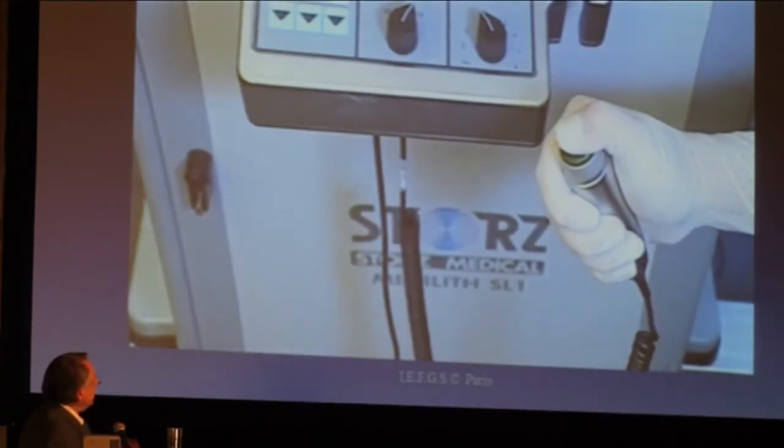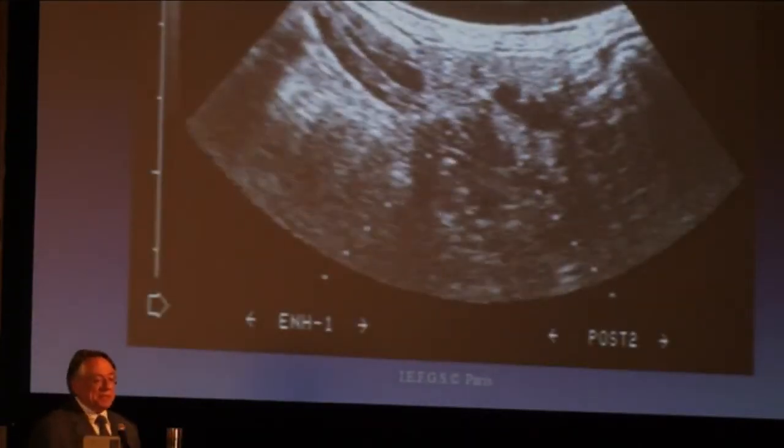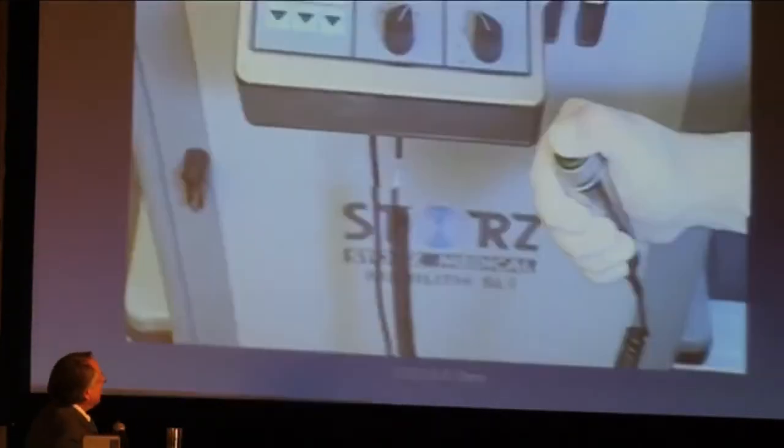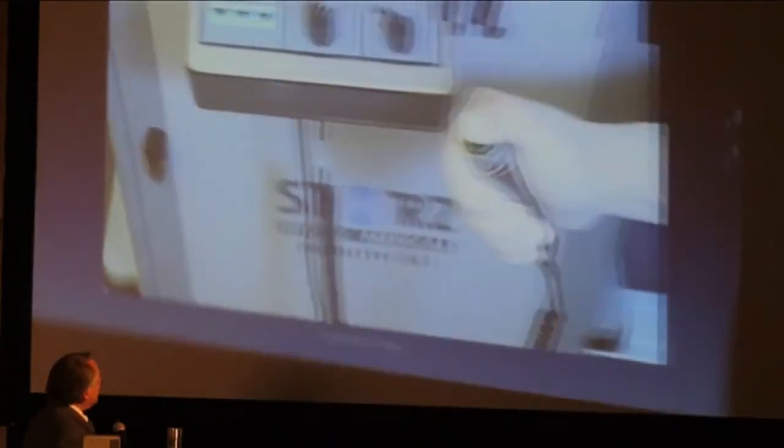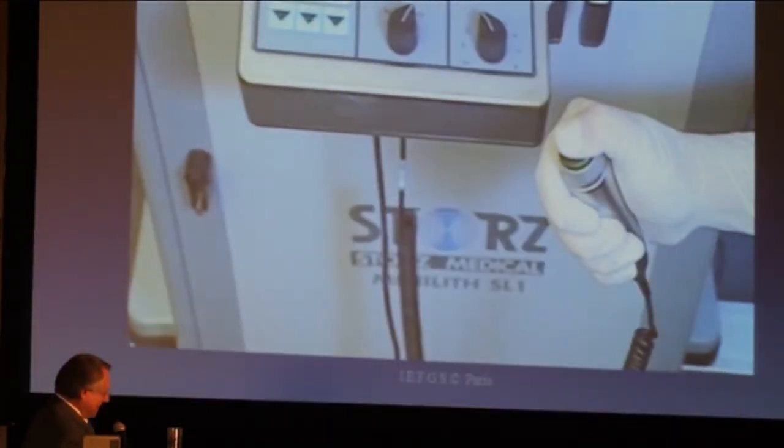So this is the, it's working. This is a lithotripsy. Sorry, it was working. Can we put it again?